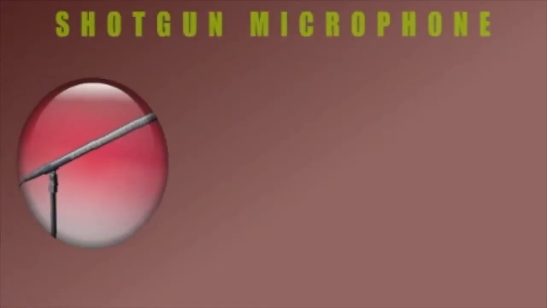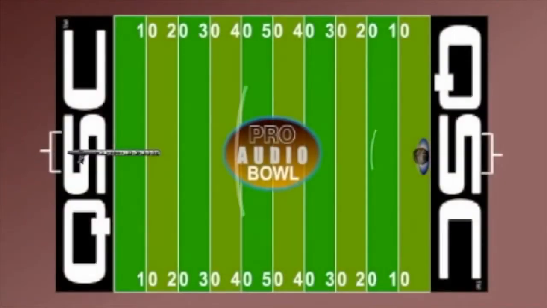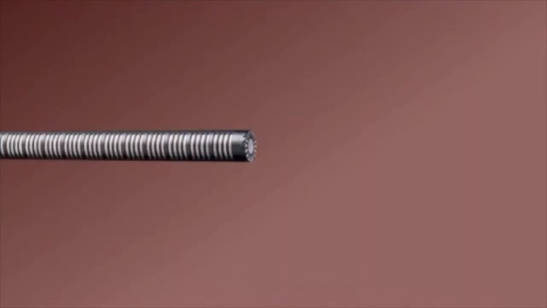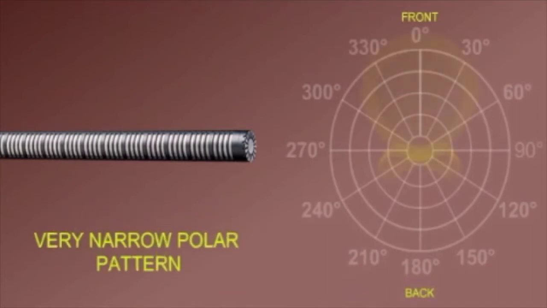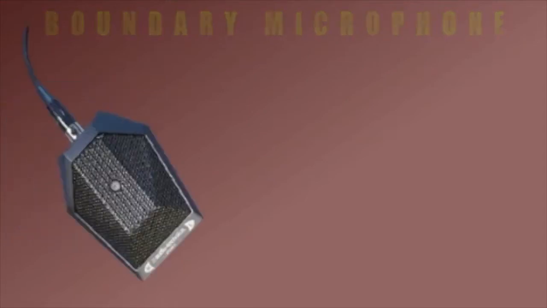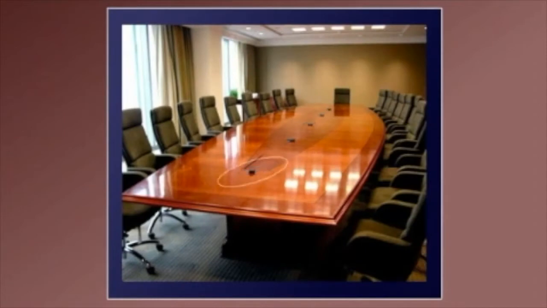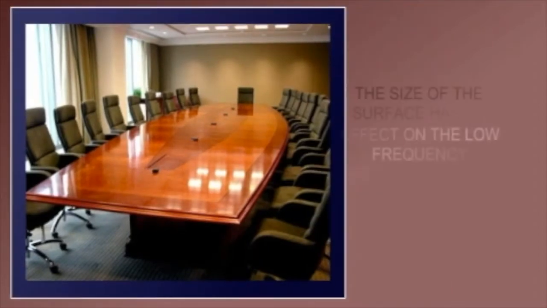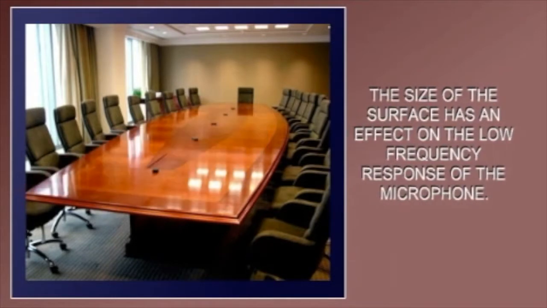A shotgun microphone is a specialty microphone used to pick up a source from a distance without accepting surrounding sounds. This is achieved by using a very narrow polar pattern. A boundary mic is a microphone attached to a thin metal plate. When placed on a surface, it picks up both direct and reflected sound in phase at all frequencies. The size of the surface has an effect on the low-frequency response of the microphone.